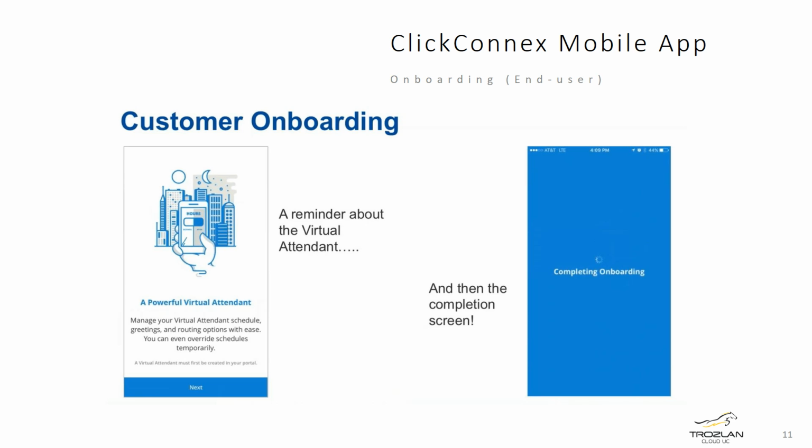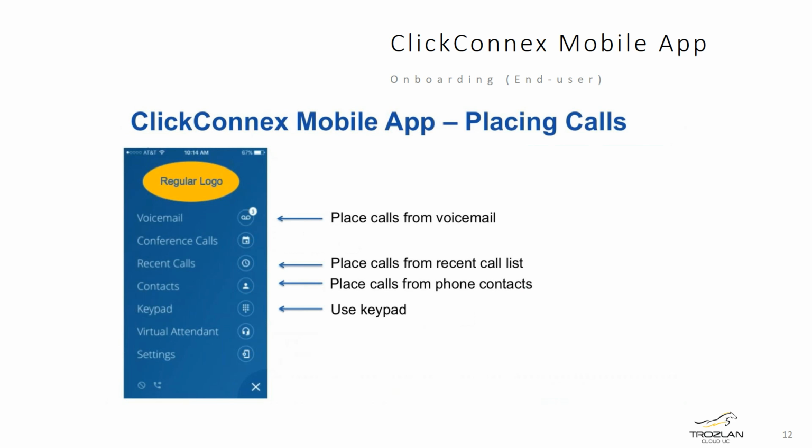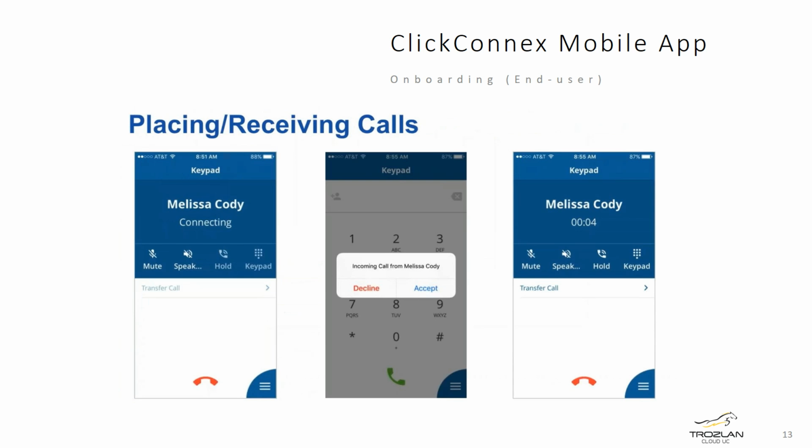On the home page, you will be given the options to place calls from voicemail, the recent call list, and accessing your phone contacts using the keypad. This screen shows an example of how a call would work. So let's say you're getting an incoming call from Melissa Cody. You'll be getting a prompt to either accept or decline the call.